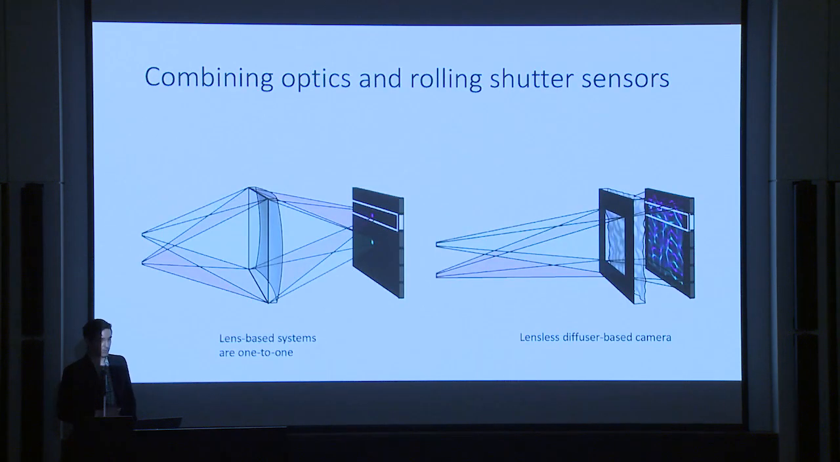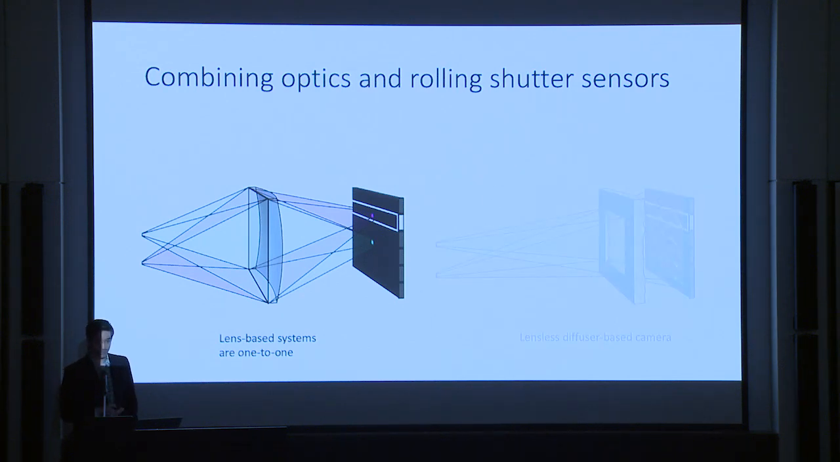So now let's move on to the optical models. So in this talk, I'm going to talk about one-to-one, like traditional lens-based imaging optics, as well as using a lensless diffuser-based camera. And first up, I'm going to talk about lenses, and I'm going to discuss why a one-to-one imaging system doesn't work well with rolling shutter for compressive video.